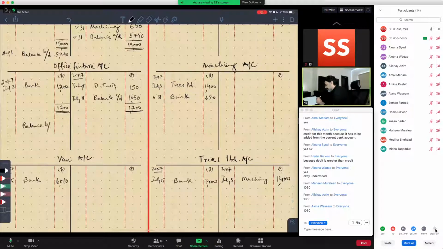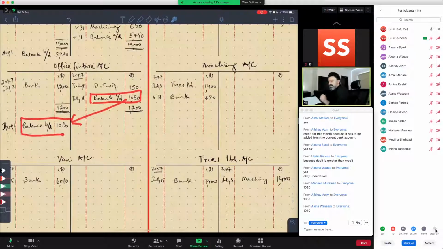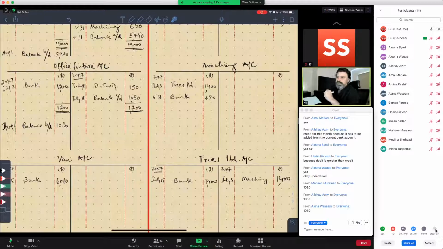Balance brought down is going to be on the debit side on August the 1st. Since this balance carried down is debit by nature, because credit side was less and debit side was more, this balance carried down carries a debit nature, and that is why we bring it down to its respective side. So we understand the balancing of office furniture account.